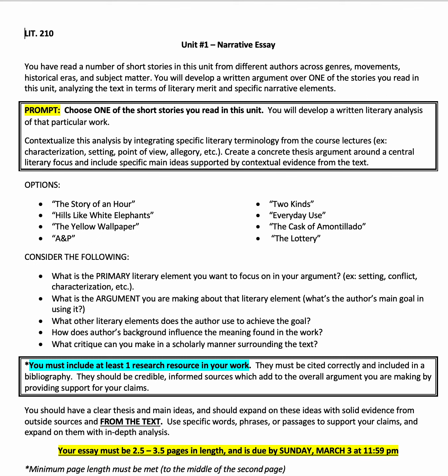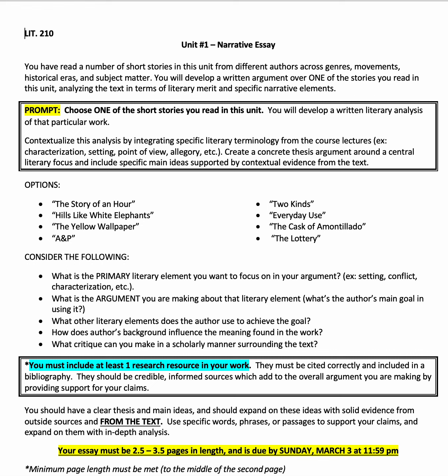What you don't want to do is let it become a history essay or biography essay. You want this to be above all a literary analysis essay. And then think about what critiques you can make in a scholarly manner around the text. So again, critique is not necessarily negative. It can be positive as well. So you do need to include one research source in your work. It has to be cited in text and used and cited on your bibliography.